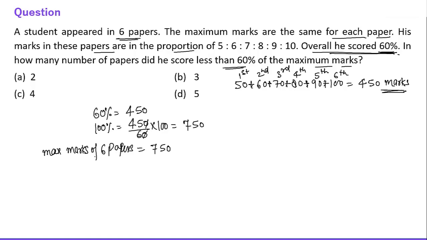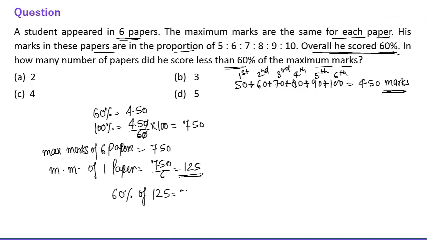Maximum marks of 6 papers is equal to 750. So maximum marks of 1 paper is equal to 750 divided by 6, which is 125, right? So maximum marks of one paper is 125. So 60% of 125 is 75, right, everyone?